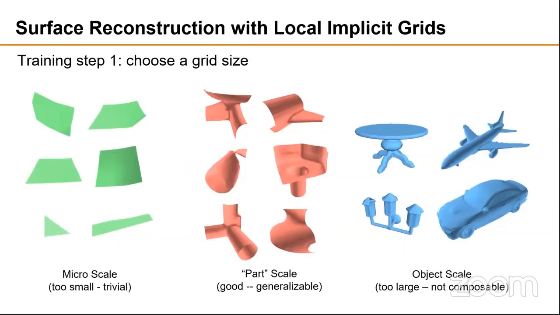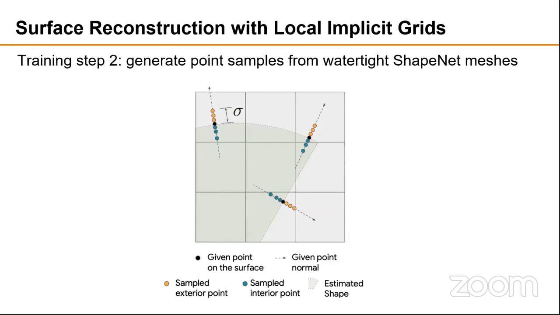Our training process proceeds in three steps. First, we must choose a grid size. We select one that reflects the scale of reusable parts and shapes, which is not too small, such that every shape is a nearly planar patch, and not so large that every shape is unique to one object. Second, we must generate inside-outside point samples for a training set. We train our encoder decoder from ShapeNet models, sampling points in both directions along the surface normals from watertight shapes. Training on ShapeNet allows our method to generalize to a wide variety of local shapes without requiring any scene data at training time.